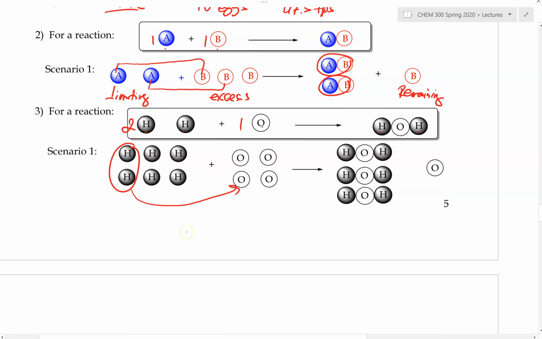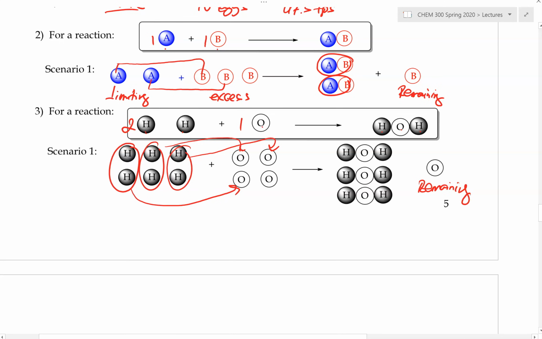So let's say the first set of H combined with O to form the first product. The second set of H then combined with the second O. And now the third set of H combined with the third O. So we can see we have used up all of our H already to form 3 of this product. And we would still have one of the O remaining.